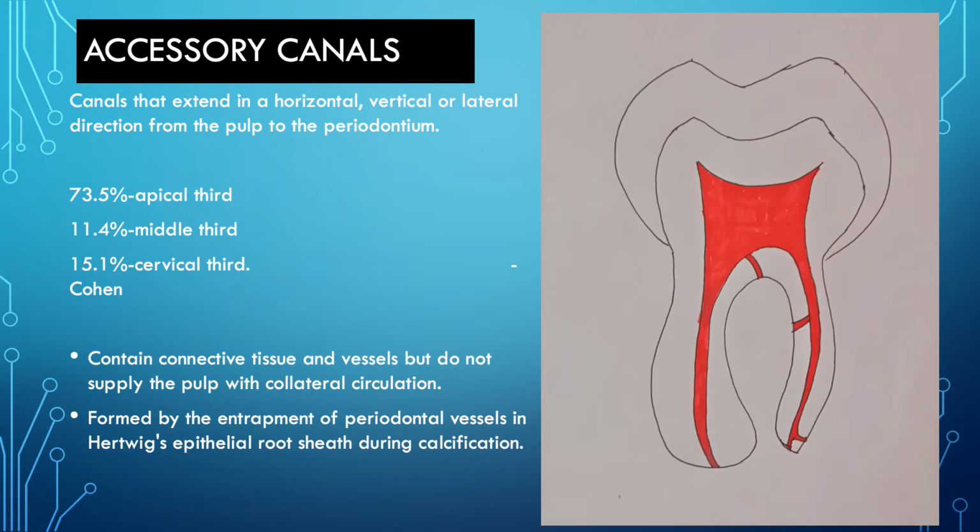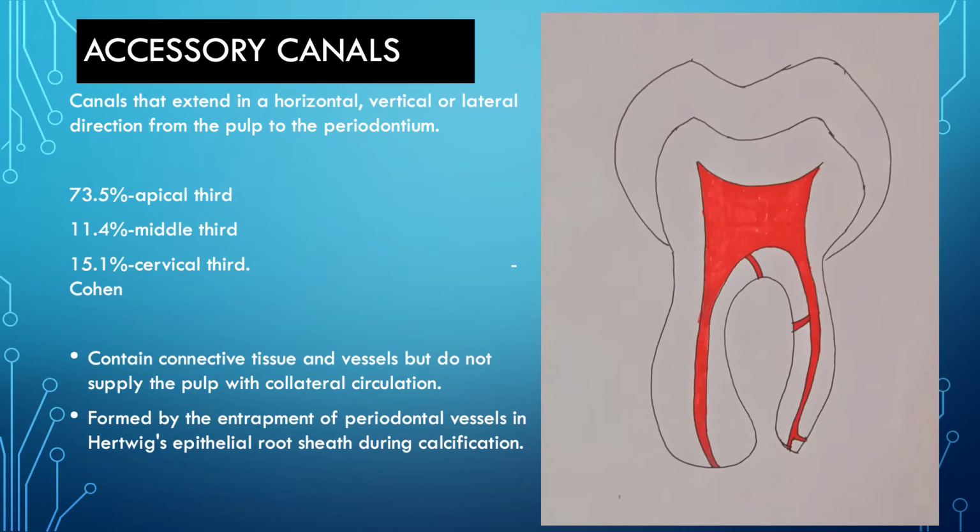According to Cohen, accessory canals are more common in the apical third, about 73.5% of accessory canals are present in the apical third, 11.4% in the middle third, and 15.1% in the cervical third. These contain connective tissue and vessels, but they do not supply the pulp with collateral circulation. They are formed by the entrapment of the periodontal vessels in Hertwig's epithelial root sheath during calcification. Okay, so that is about the accessory canals.